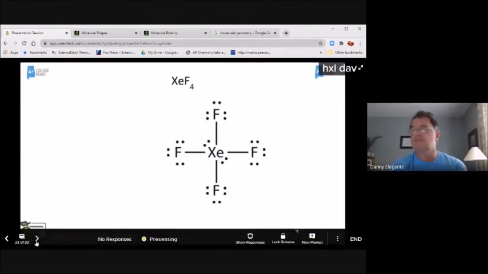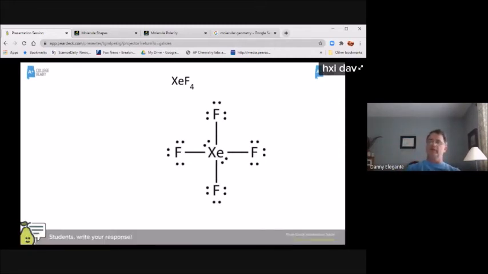All right, let's jump around. So what shape do you think this one might be? If you were going to try to imagine this, what shape do you think this thing might take? It's got 4 things stuck to it and 2 lone pairs. So what shape might this thing take?